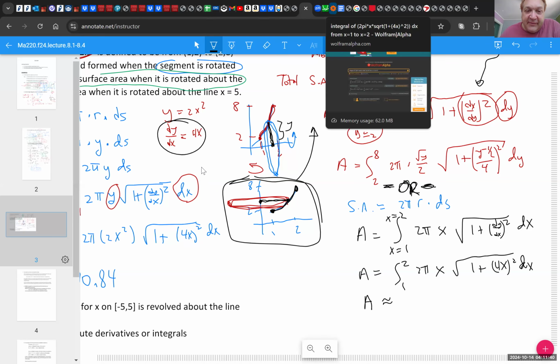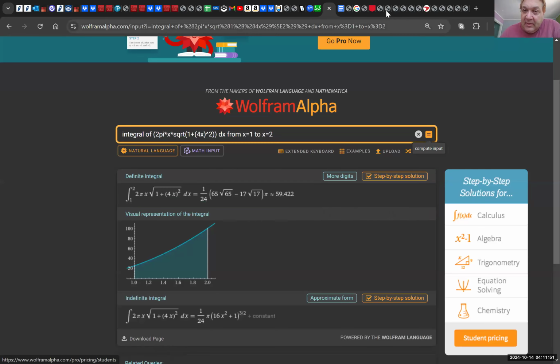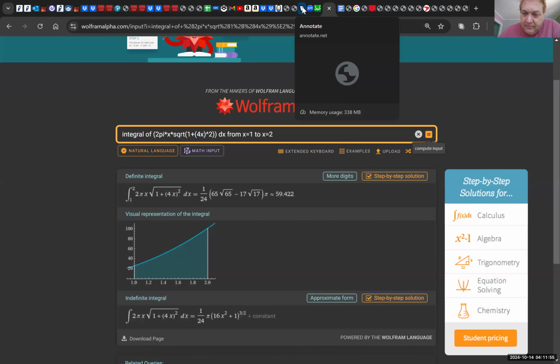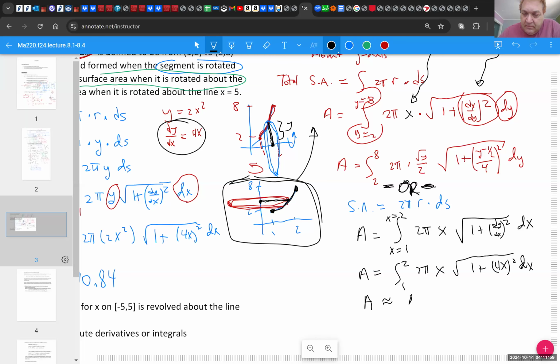So I didn't have to modify much to be able to do that one. And so 2 pi x, oh, here it's 2 pi x, 1 plus 4x squared. Yeah, that's what it is. So 59.422. Okay. All right, so that would be the surface area if we revolved around the y-axis, around x equals 0.